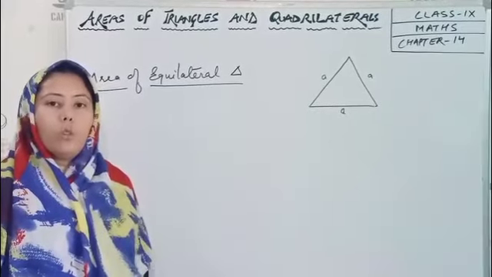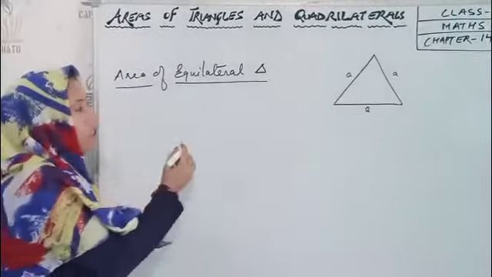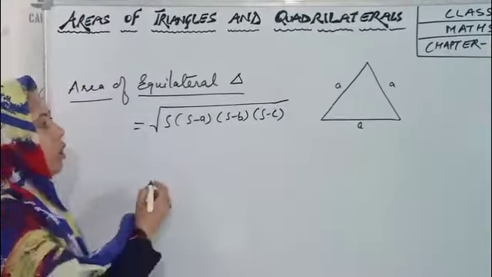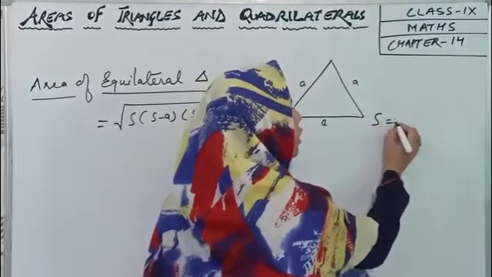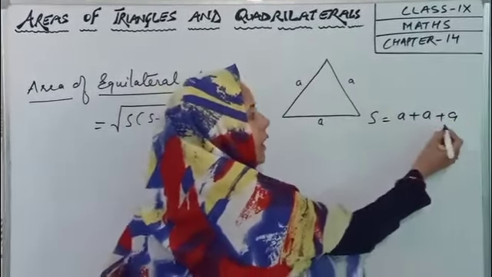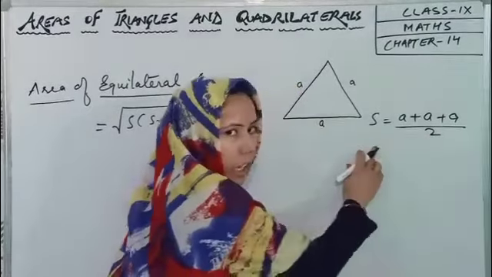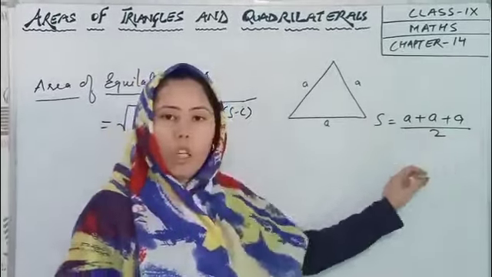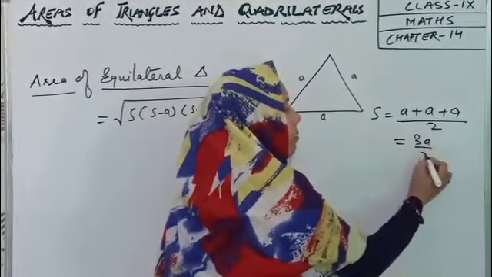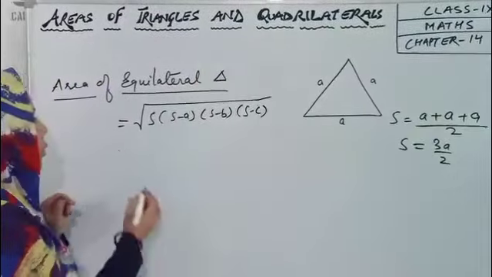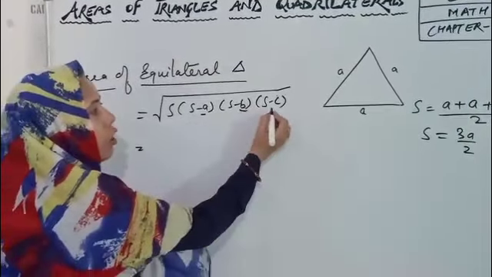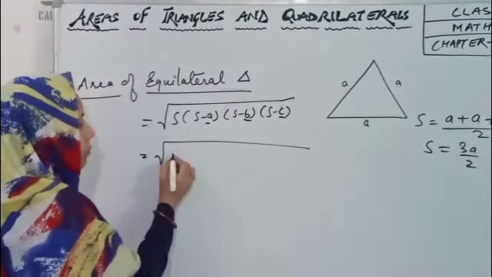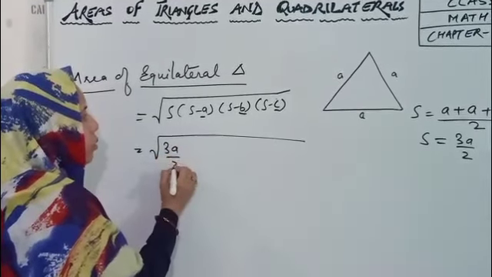If we apply Heron's formula to an equilateral triangle, then the area of the equilateral triangle will be the square root of s(s minus a)(s minus b)(s minus c). And what is s? s is the semi-perimeter, the sum of all sides divided by 2. So s is equal to (a plus a plus a) by 2, that means 3a by 2. This is your semi-perimeter. Now put in the values, since all sides are a.